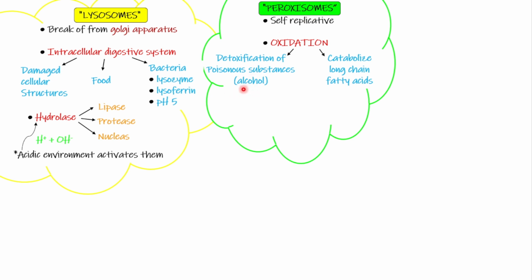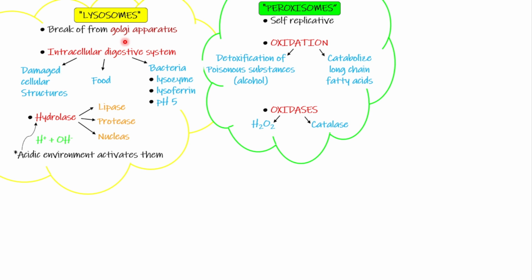If in an MCQ you are being asked which organelle performs the detoxification of alcohol, you have to write peroxisomes. Then they also perform oxidation of long chain fatty acids. So peroxisomes catabolize long chain fatty acids. Now, which oxidases are present in peroxisomes? Hydrogen peroxide, H2O2, and catalase, the famous oxidases. They perform breakdown in peroxisomes.